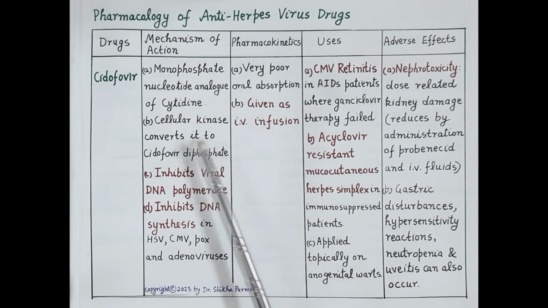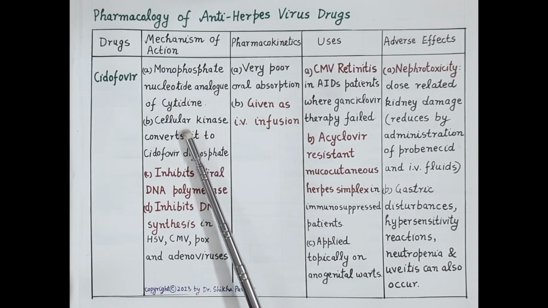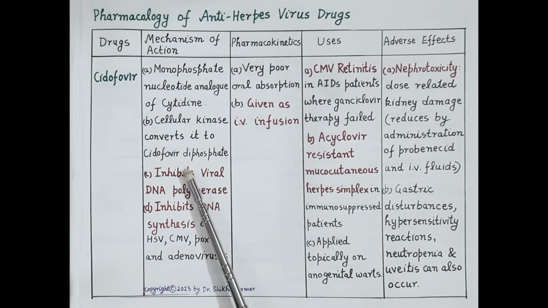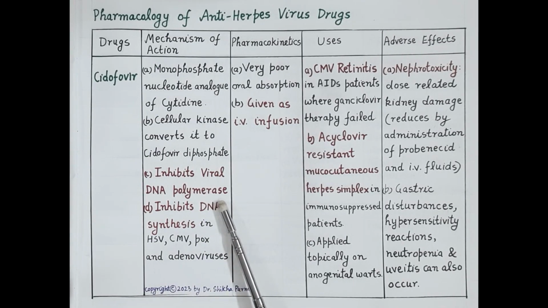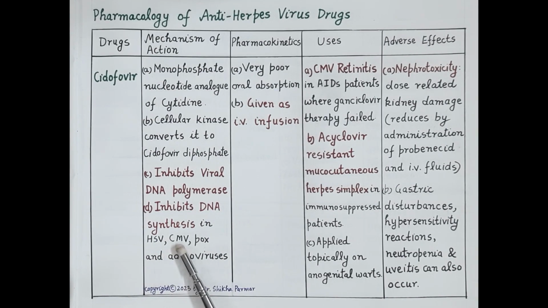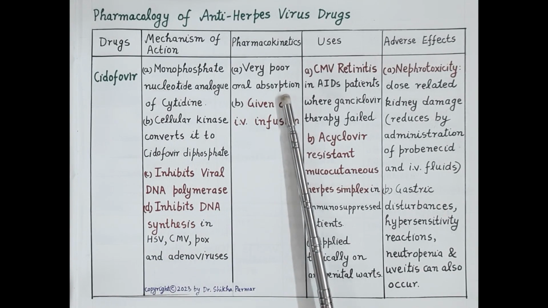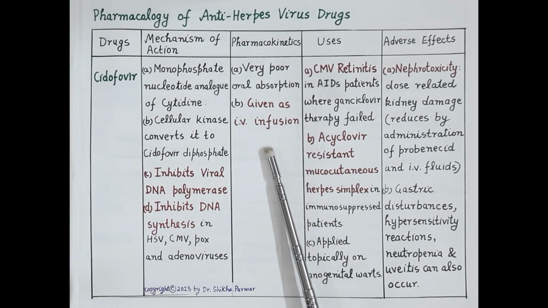Now, Cidofovir is a monophosphate. So, the kinase enzyme of the host cell further phosphorylates it and converts it to Cidofovir diphosphate. Now, Cidofovir diphosphate inhibits viral DNA polymerase, and thus it inhibits viral DNA synthesis and replication. It prevents multiplication of DNA viruses. Now, Cidofovir inhibits DNA synthesis in Herpes Simplex Virus, Cytomegalovirus, then Pox virus and adenovirus. Now, Cidofovir has a very poor oral absorption, and thus it is given by IV infusion. It is also given topically.